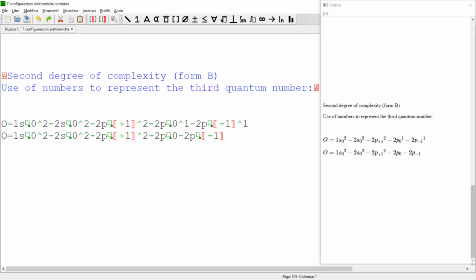We recommend adopting the convention of not writing the number 1 to denote a single electron in an orbital. We observe a second form. O equals 1s subscript 0 power 2, hyphen, 2s subscript 0 power 2, hyphen, 2p subscript open general parenthesis plus 1 close general parenthesis power 2, hyphen, 2p subscript 0, hyphen, 2p subscript open general parenthesis minus 1 close general parenthesis.